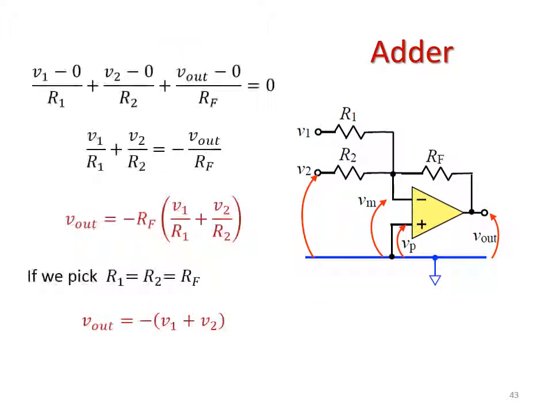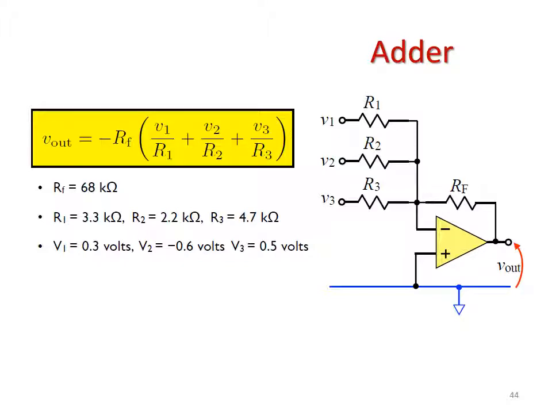An adder op amp allows us to add different numbers. We can look at our nodal analysis at the different points of this to generate our equations for adding signals together. So our V out equals negative RF times V1 over R1 plus V2 over R2. If we pick R1 equals R2 equals RF, meaning our three resistors are the same, we get V out equals V1 plus V2. That's essentially saying V1 and V2 are weighted the same way, and they're just added up.